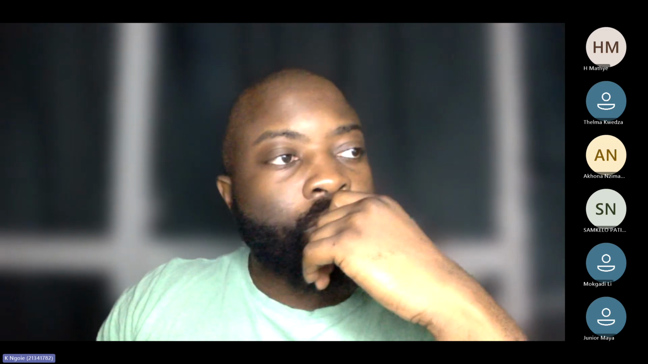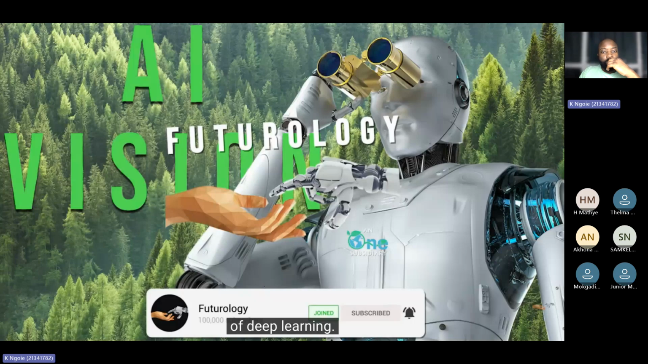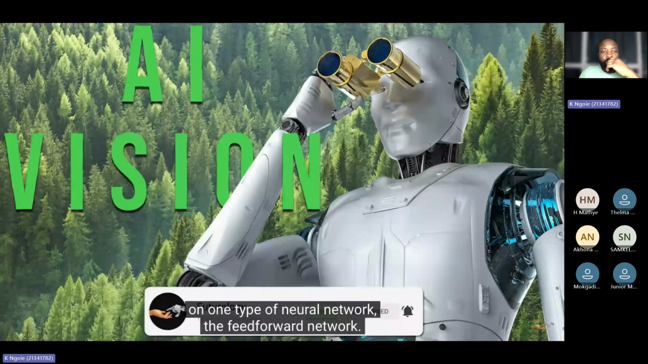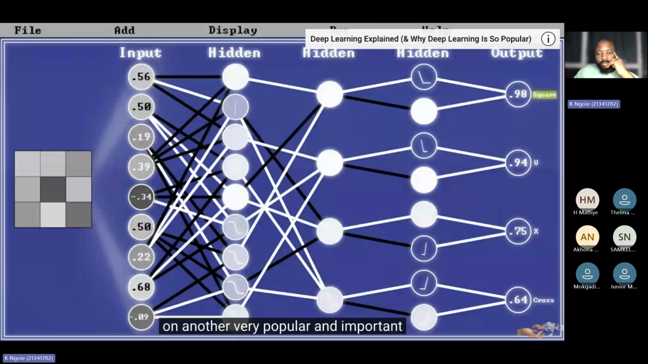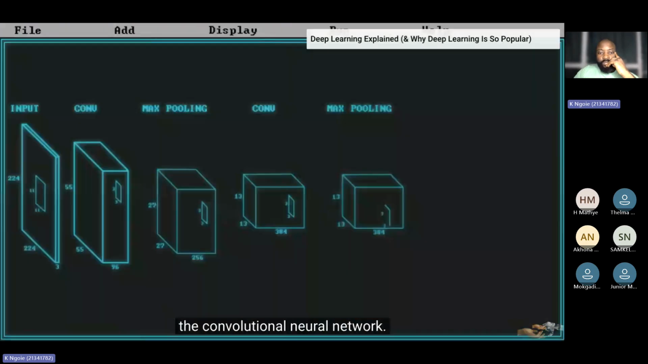And how the structure of the artificial neural network was conceived, to working through an intuitive example covering the main aspects and some of the many complexities of deep learning. Now, all these videos have only been focused on one type of neural network, the feed-forward network. The focus of this video then will be to initiate discussion on another very popular and important neural network architecture, the convolutional neural network.